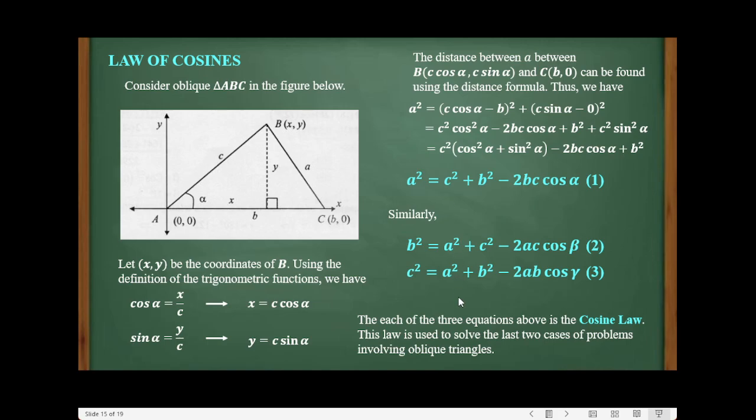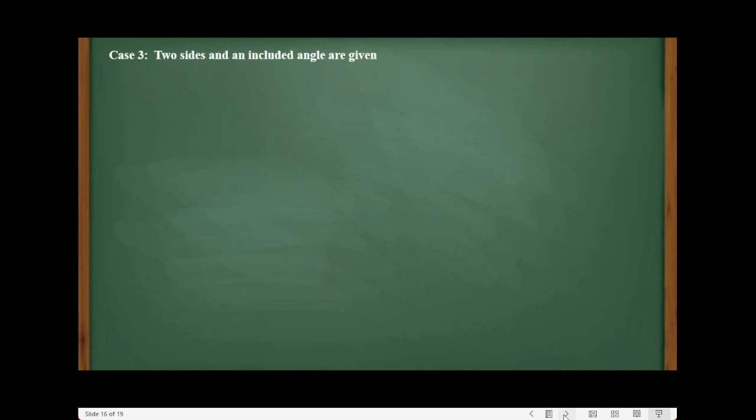Now, again, each of these three equations above is known as the cosine law or law of cosines. Now, this law is used to solve the last two cases of problems involving oblique triangles. Now, let us go back to the cases, particularly case number 3. What are the three given parts of an oblique triangle under such case? Actually, these are the given parts: the two sides and an included angle.